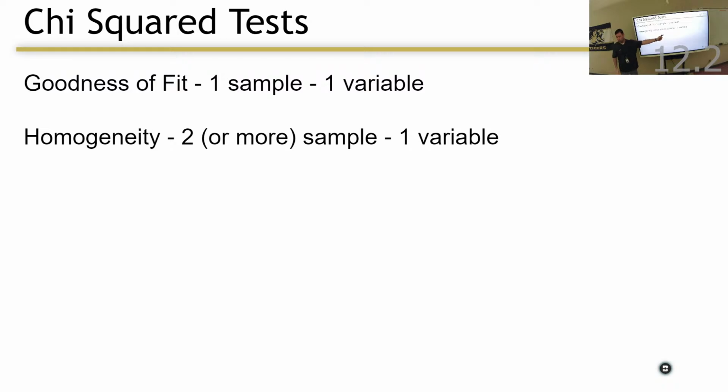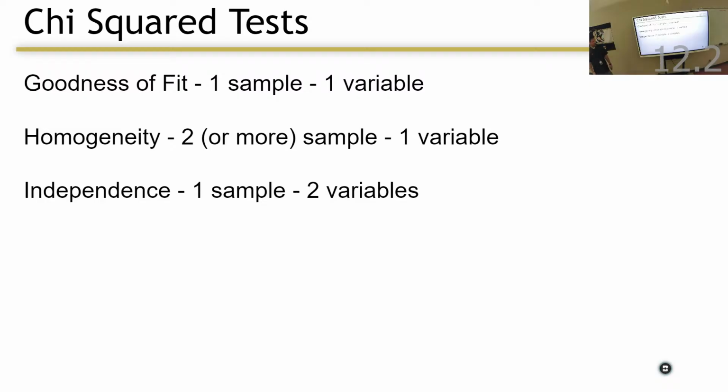Homogeneity will be more than one sample. It could be two samples, it could be three samples, it could be four samples, but it's more than one, with still one variable. That's what separates homogeneity from goodness of fit, okay? It has more than one sample. So again, that's your big key on this, big key.